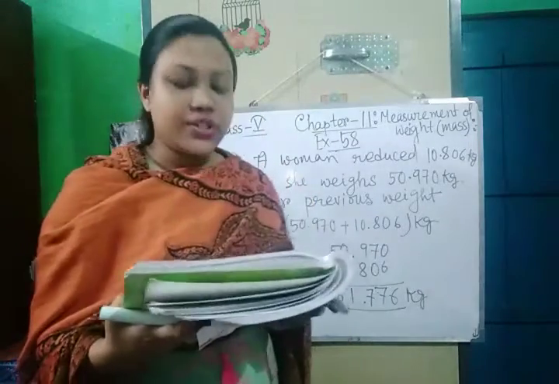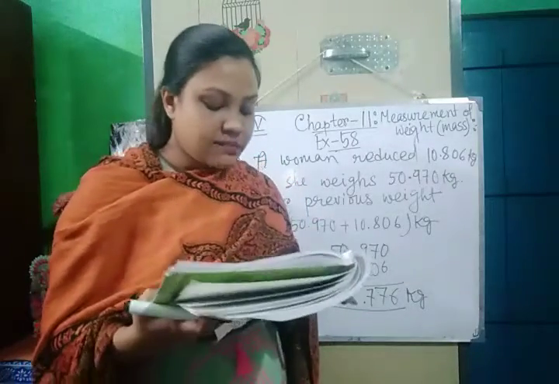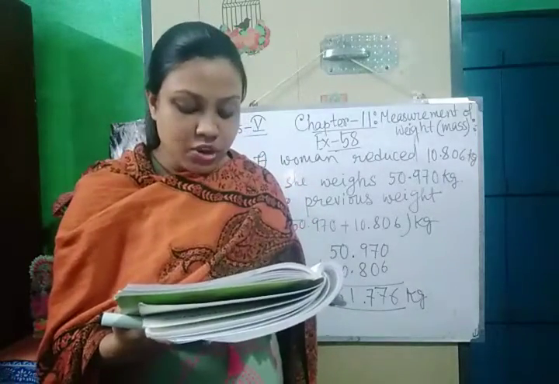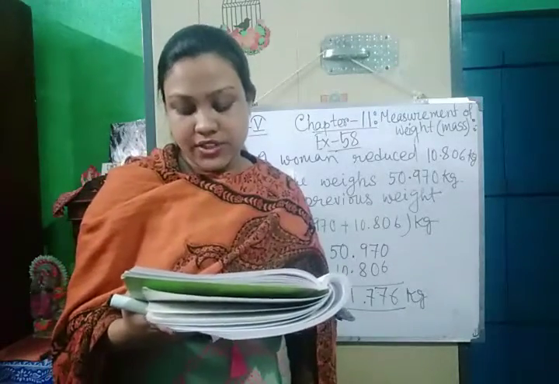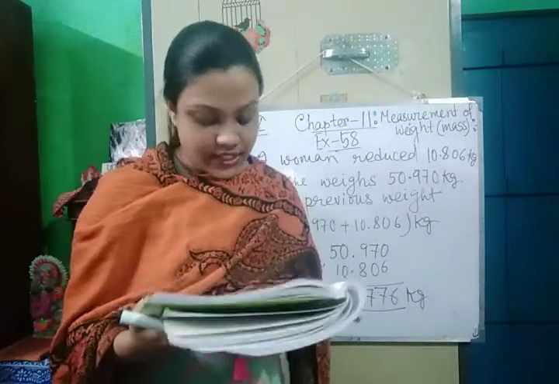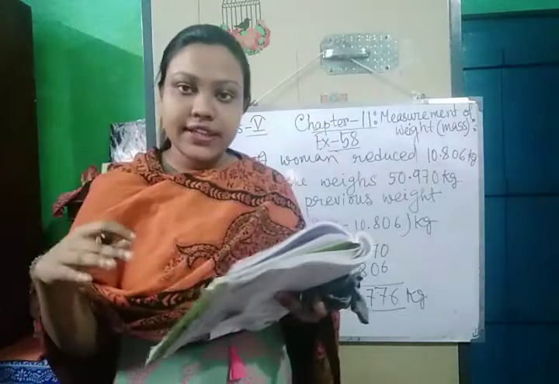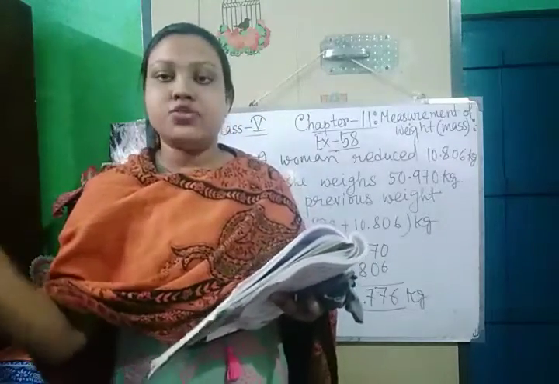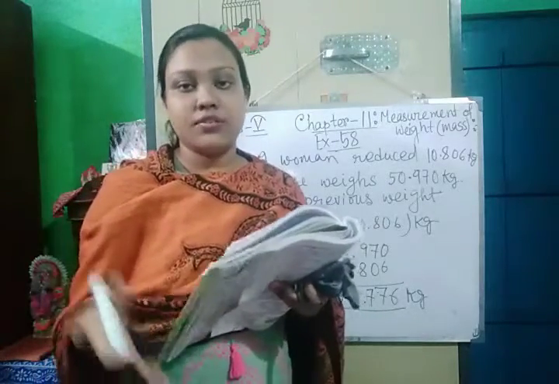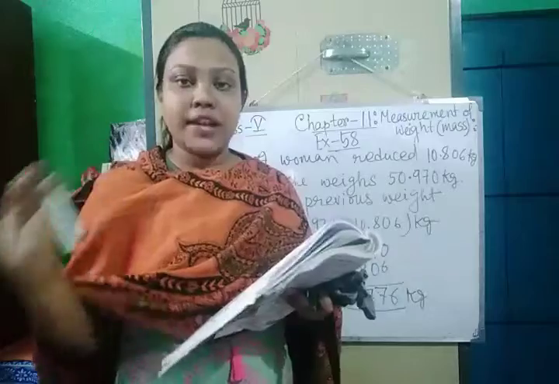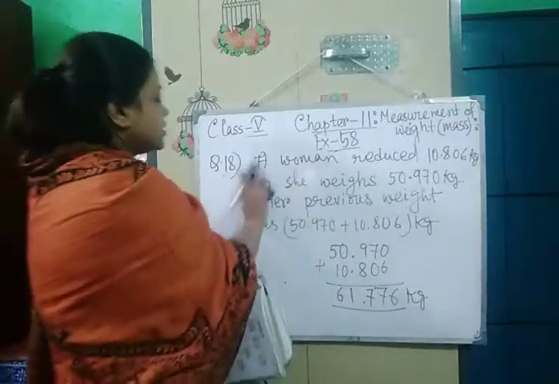Now next I am doing the last question from this exercise, that is question number 20. A vegetable seller bought 80 kg potatoes. He sold 62.895 kg during the day. So how much potatoes are left now? Very easy. He bought 80 kg and sold 62.895 kg. So the remaining potatoes are 80 minus 62.895. Simple subtraction we need to do here.